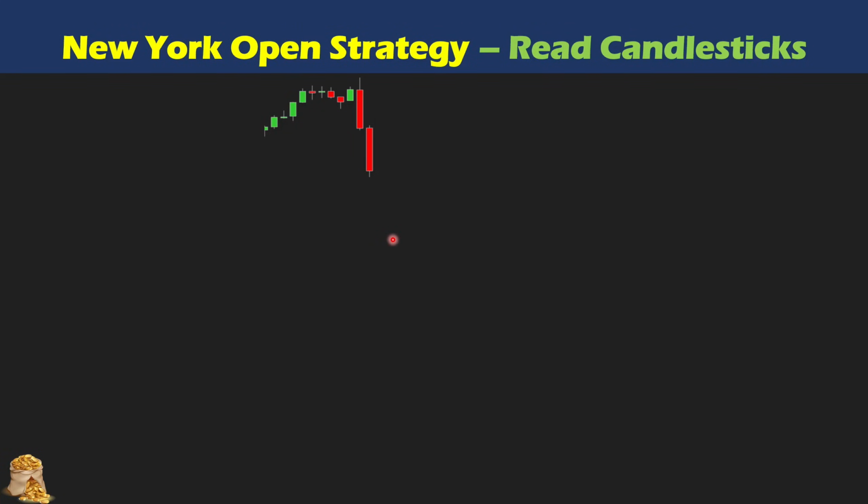Let me use this example to show you how to read the candlesticks to assist your trading. Basically, after the New York Open, you can see there are two consecutive bear bars going to the downside. So this is a possible breakout to the downside. You want to wait for the small pullback and then trade down.